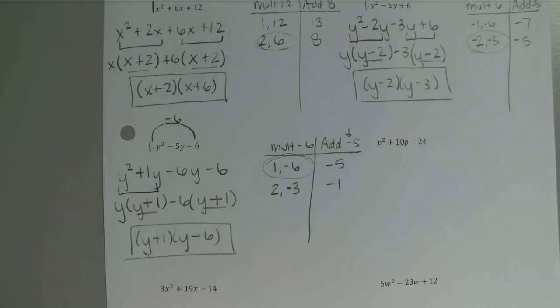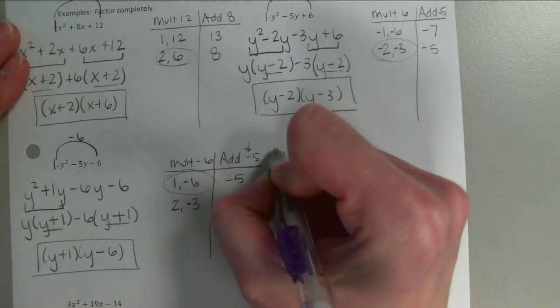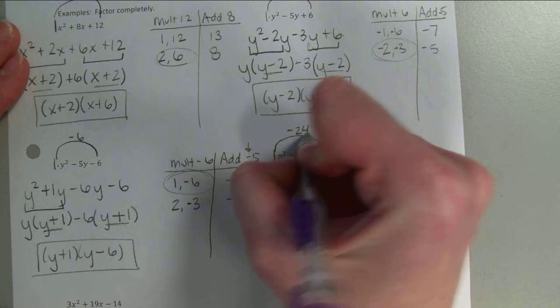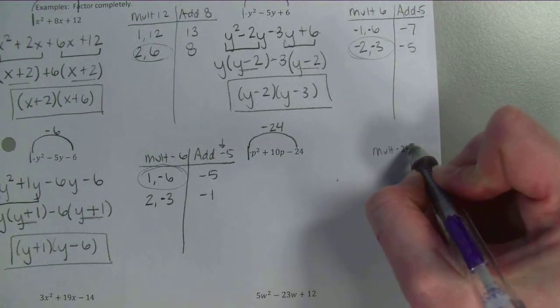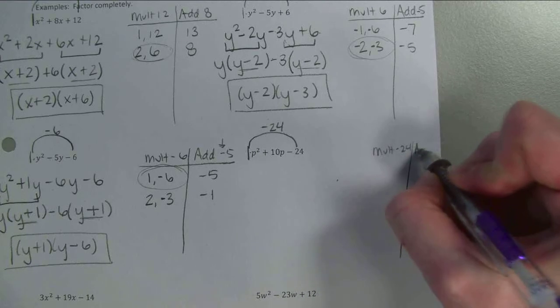Last one's actually exactly like it. The only difference is now the B's positive, meaning our bigger factor will be the positive one. That's the only difference, okay? So again, my A is 1. So I'm going to do AC of, what's that going to be, negative 24. Does that look right? So I'm going to multiply to be negative 24, but I want to add to be 10.